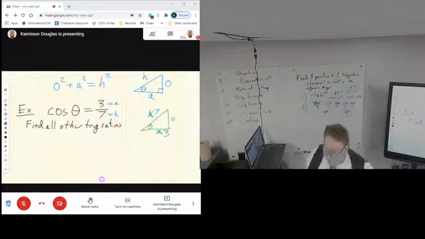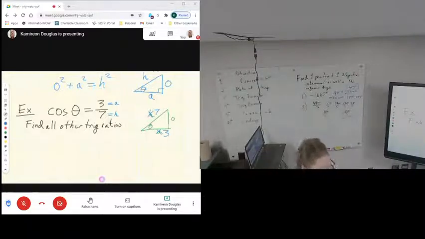If I want to do the other trig ratios, I can actually do them at this moment. I just end up with something that I can't fix. Sine would be opposite over hypotenuse, so it would be O over 7. That's an issue. I don't know what O is. Tangent would be opposite over adjacent, so it would be O over 3. I don't know what O is, so I'm stuck.